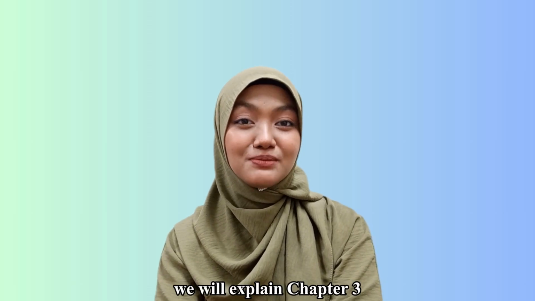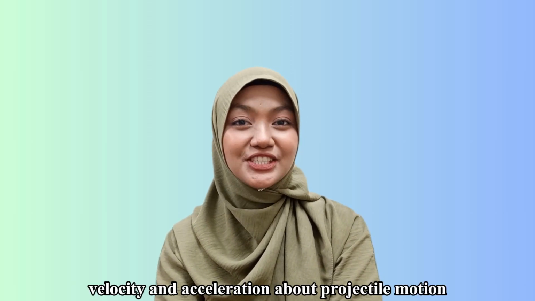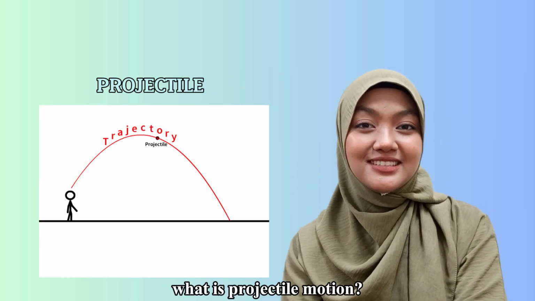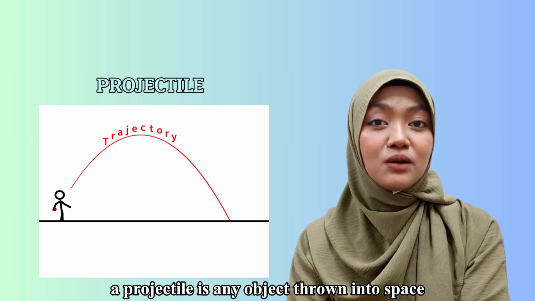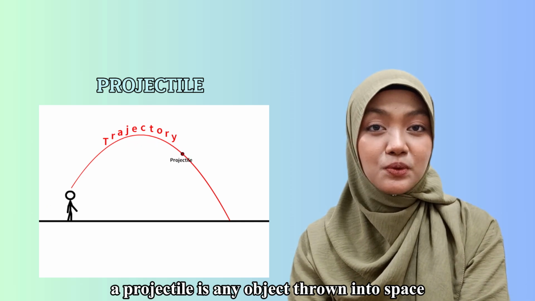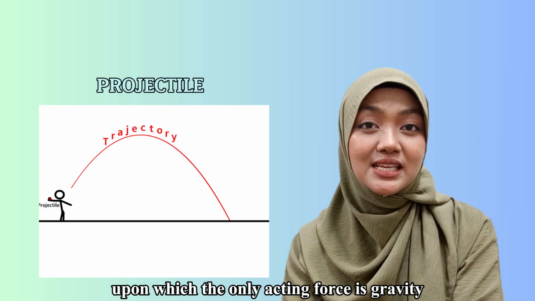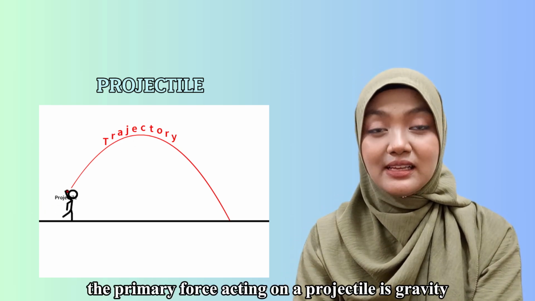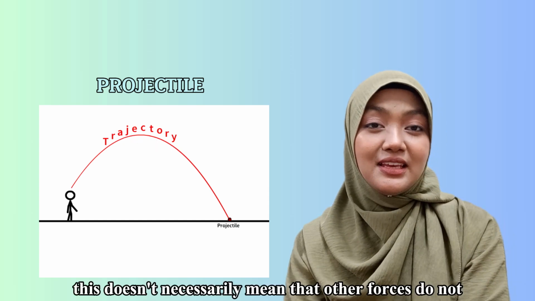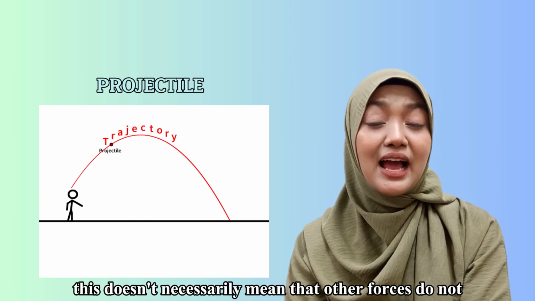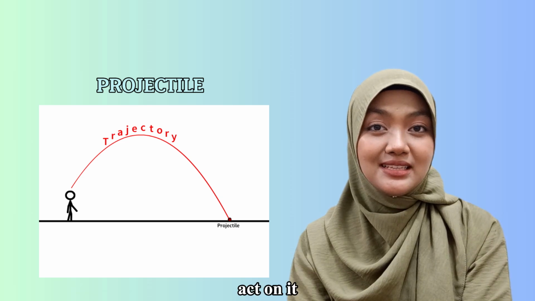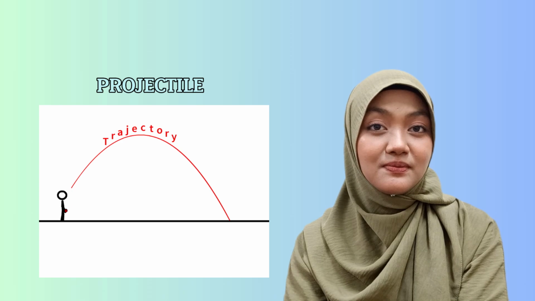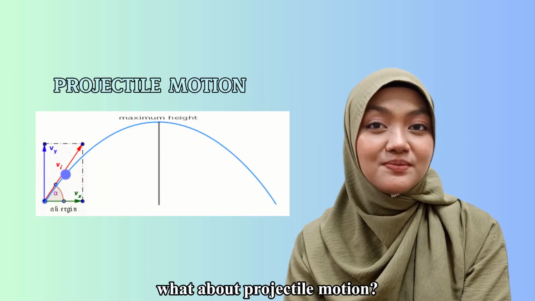We will explain Chapter 3, Velocity and Acceleration, about projectile motion. What is projectile motion? A projectile is any object thrown into space upon which the only acting force is gravity. The primary force acting on a projectile is gravity. This doesn't necessarily mean that other forces do not act on it, just that their effect is minimal compared to gravity.